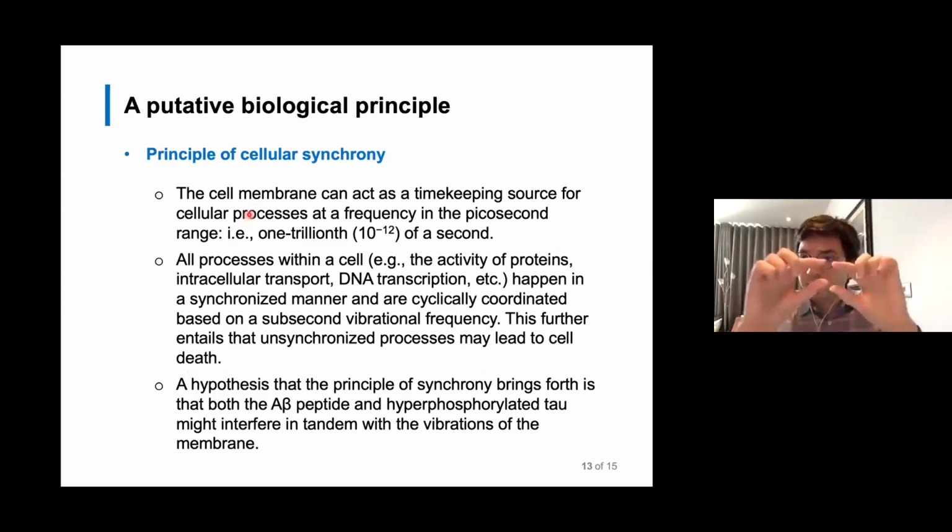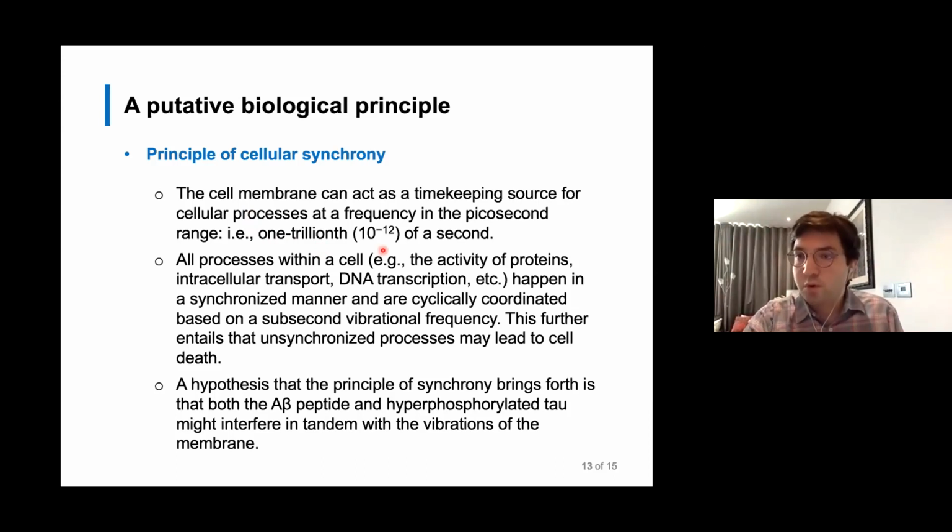Recall that the cell membrane is what separates the outside from the inside of the cell. It has been observed for many years that the cell membrane vibrates at a specific frequency in all cells, eukaryotes and prokaryotes. It just has to do with the chemistry of the phospholipid molecules in the membrane. That frequency is 10 to the negative 12 seconds.